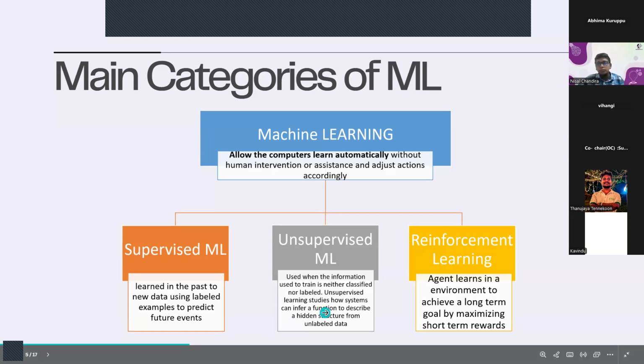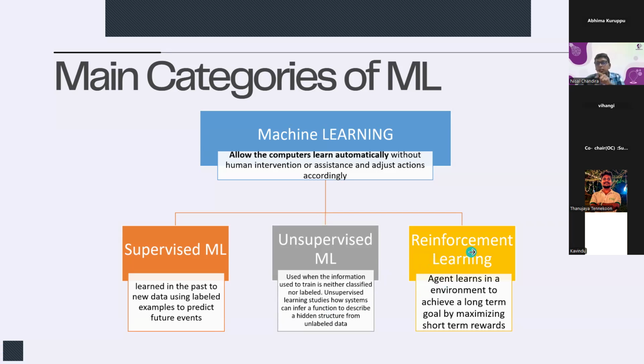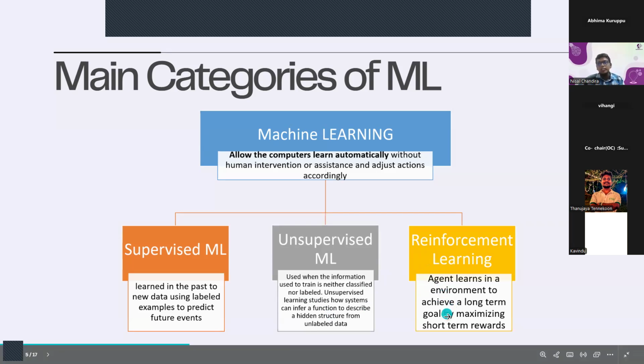In this case, there is no label, there is no classification. So that we call unsupervised learning. Reinforcement learning, I will come to a separate slide for that as well. When it comes to reinforcement learning, there is a concept called an agent. That agent learns in a new environment, achieving a long-term goal by maximizing short-term rewards.